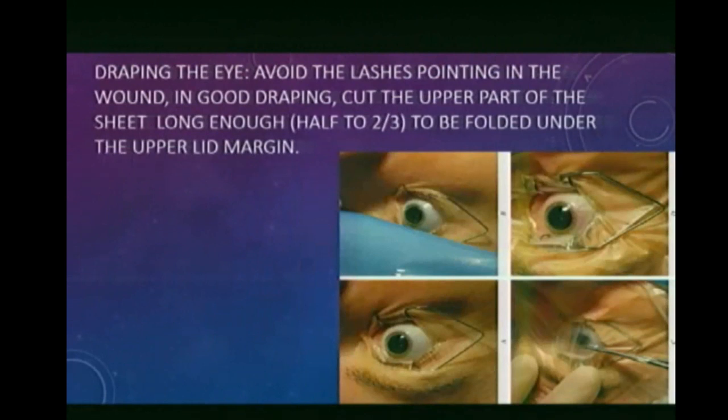Draping the eye is a very important issue. The aim of the drape is to cover the eyelashes away from you and to keep the area clean. If you don't cut the drape in a very nice way, you may have the lashes pointing inside the wound. So, for example, here when you cut the drape in this photo, keep most of the part in the upper lid, to be folded later on under the upper lid when you put the speculum, and that gives you better cover of the eyelashes. Eyelashes pointing inside the wound is very irritating and can carry some risk of infection.